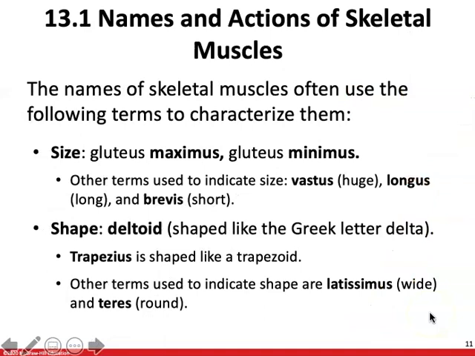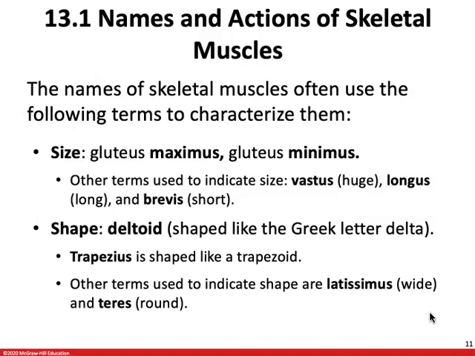So we're going to talk just briefly about the names and actions of skeletal muscles. This I do think is a very, very important concept. If you go on to take an anatomy class, you're going to spend a lot of time naming all of the different skeletal muscles, not only naming them, but also describing their functions. So I don't want to force you to memorize. We're not going to learn all of the different muscles. We're not going to memorize all of them.